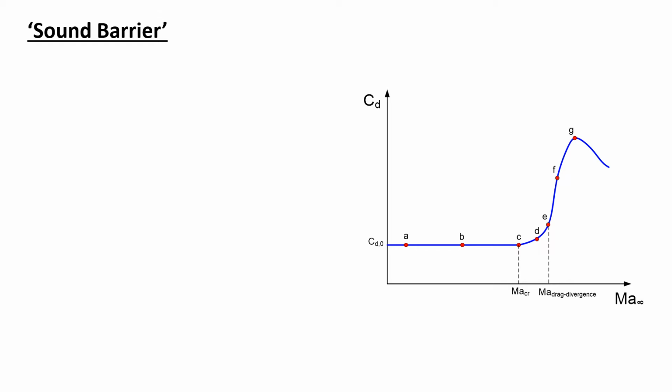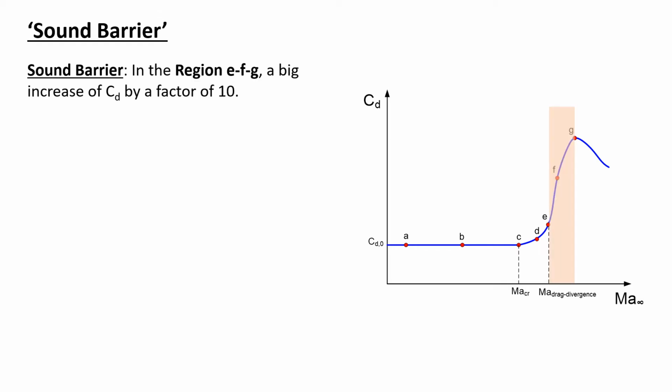So regarding the sound barrier, we are talking about the region EFG along that part of the curve. In that region, the CD will increase by a factor of 10. It's such a significant, big increase, and it's like a barrier for the aircraft to overcome. So that's why we call it the sound barrier.